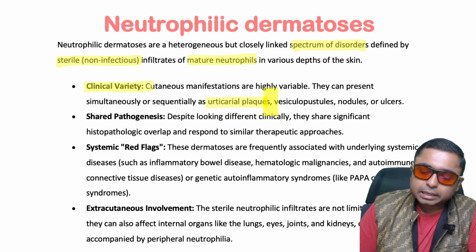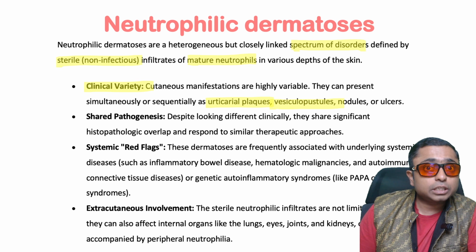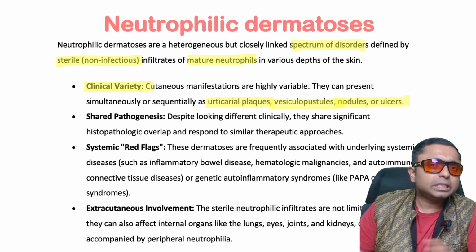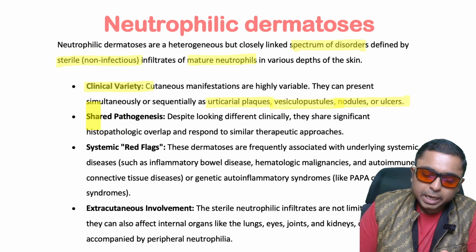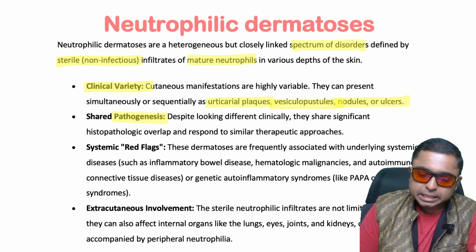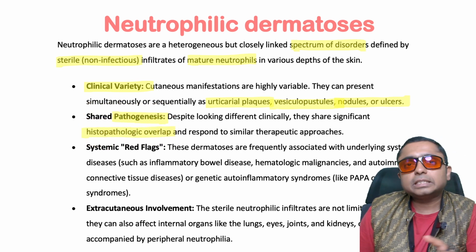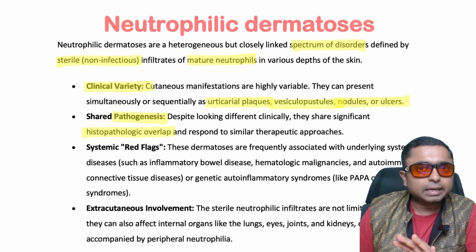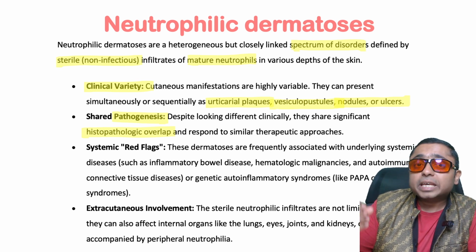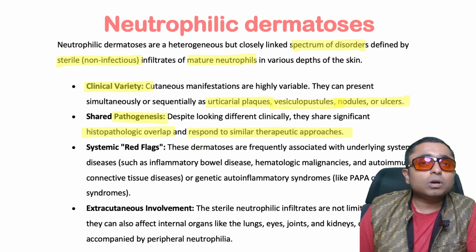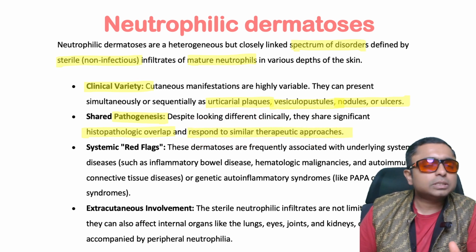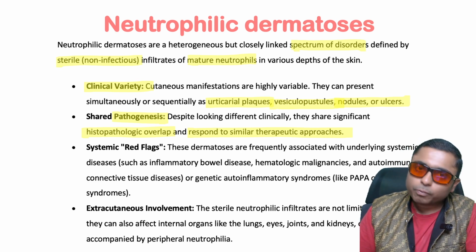These conditions can present with urticarial plaques, or they can present with vesicular pustular lesions, or even ulceration and nodules. So these are all the possible morphologies of the disease presentation. But remember, in all of them the histopathology is going to be the same, neutrophilic infiltration. Not only that, even the therapeutic response is going to overlap, because in all of them the basic pathogenesis is almost the same, but the clinical presentation is going to vary.